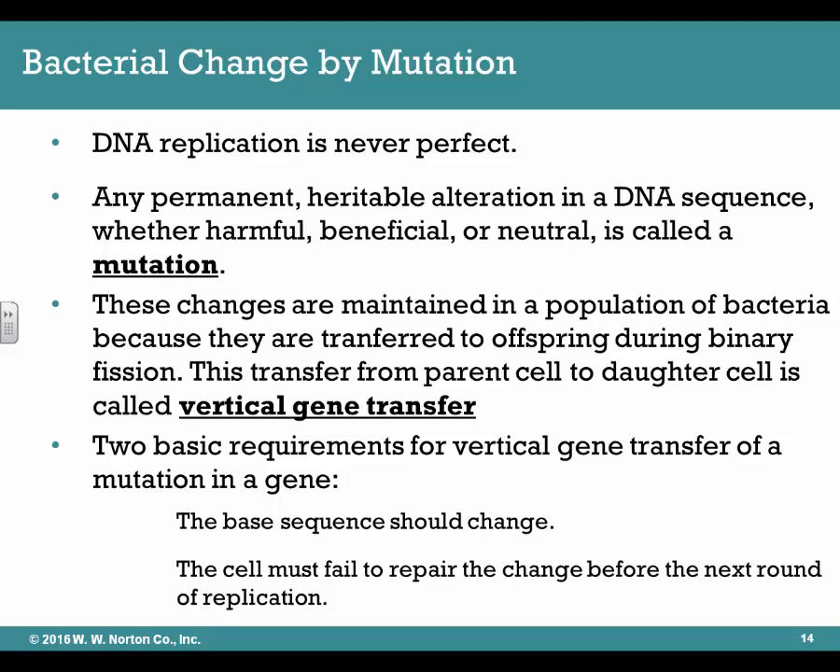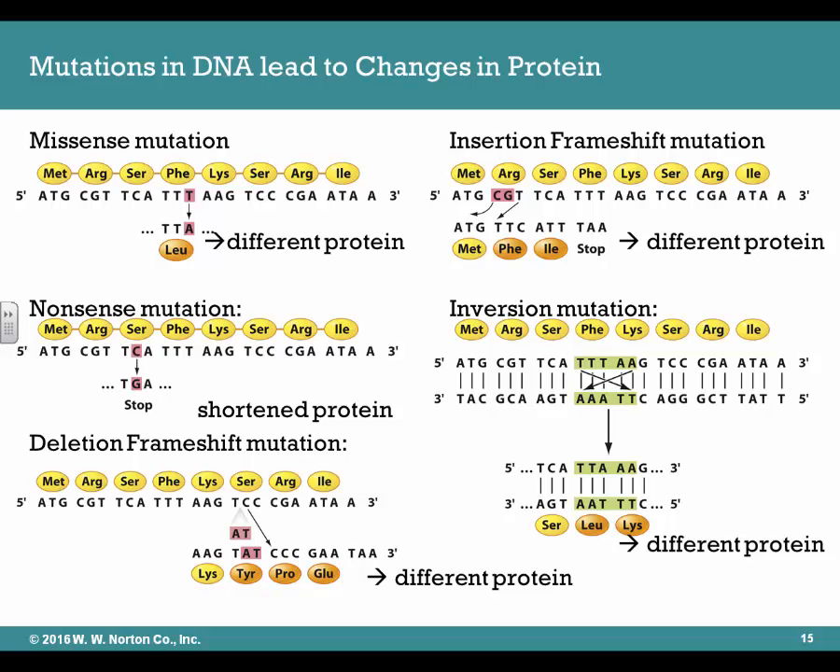And then there are two basic requirements in order for a mutation to be inherited by a daughter cell. One is the base sequence, so that sequence of nucleotide bases, the A's, the G's, the T's, and the C's, it changes, and the cell mechanisms of repair fail to correct it. Okay? So here's a variety of possibilities that can occur as a result of a single base change that's not corrected.